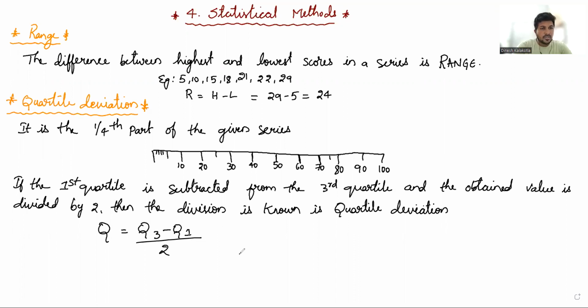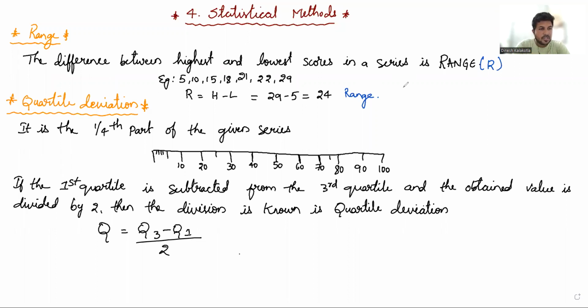Okay. Range is the difference between the highest and lowest scores in a series. Very simple. The range is denoted by the letter R. So R is equal to highest minus lowest, which is 29 minus 5, which gives 24 as the range. Right, so this is nothing but the range.